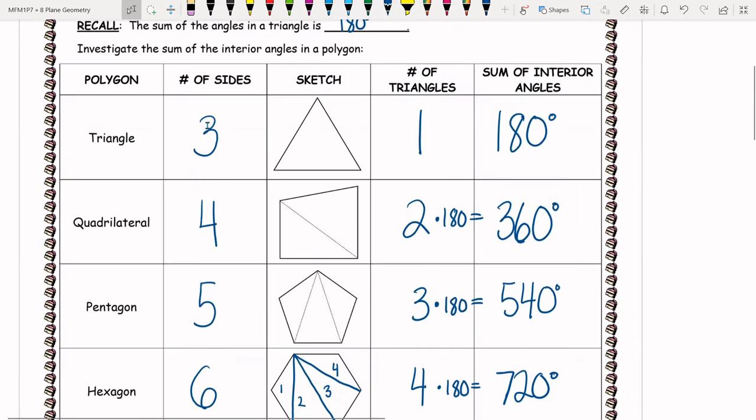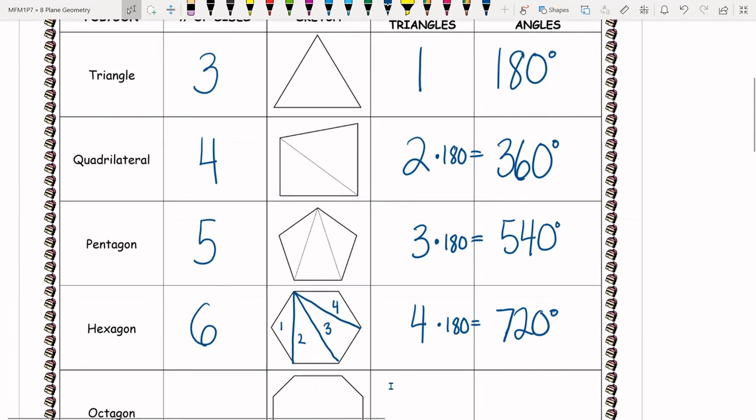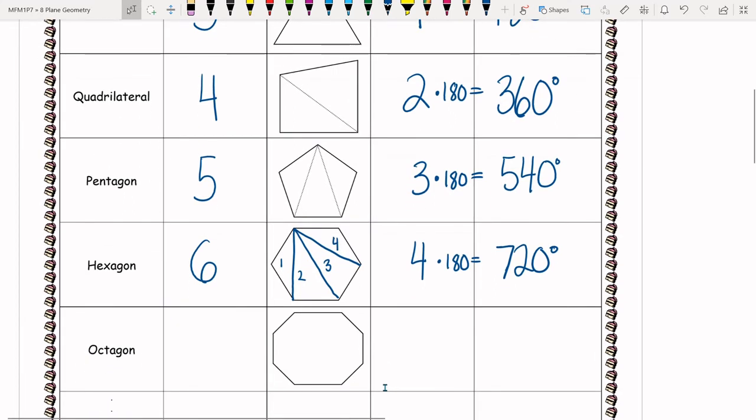I wonder if you're starting to notice the pattern in terms of the number of sides versus the number of triangles. We have 3 sides, 1 triangle; 4 sides, 2 triangles; 5 sides, 3 triangles; 6 sides, 4 triangles. What was the difference between the number of sides and the number of triangles each time? Hopefully you recognized it. It's 2. Let's look at an octagon and see if that bears out as well.